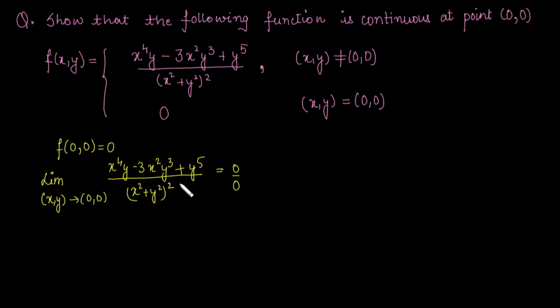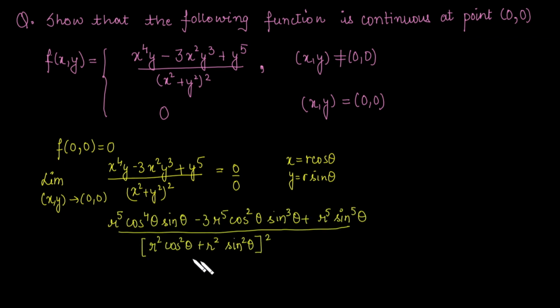Observing the denominator, the term contains x square plus y square. It is convenient to use polar coordinates to evaluate this limit. For that, we will replace x with r cos theta and y with r sin theta. Substitute x equal to r cos theta, y equal to r sin theta. We have this, and in this case, we take the limit as r approaches 0.